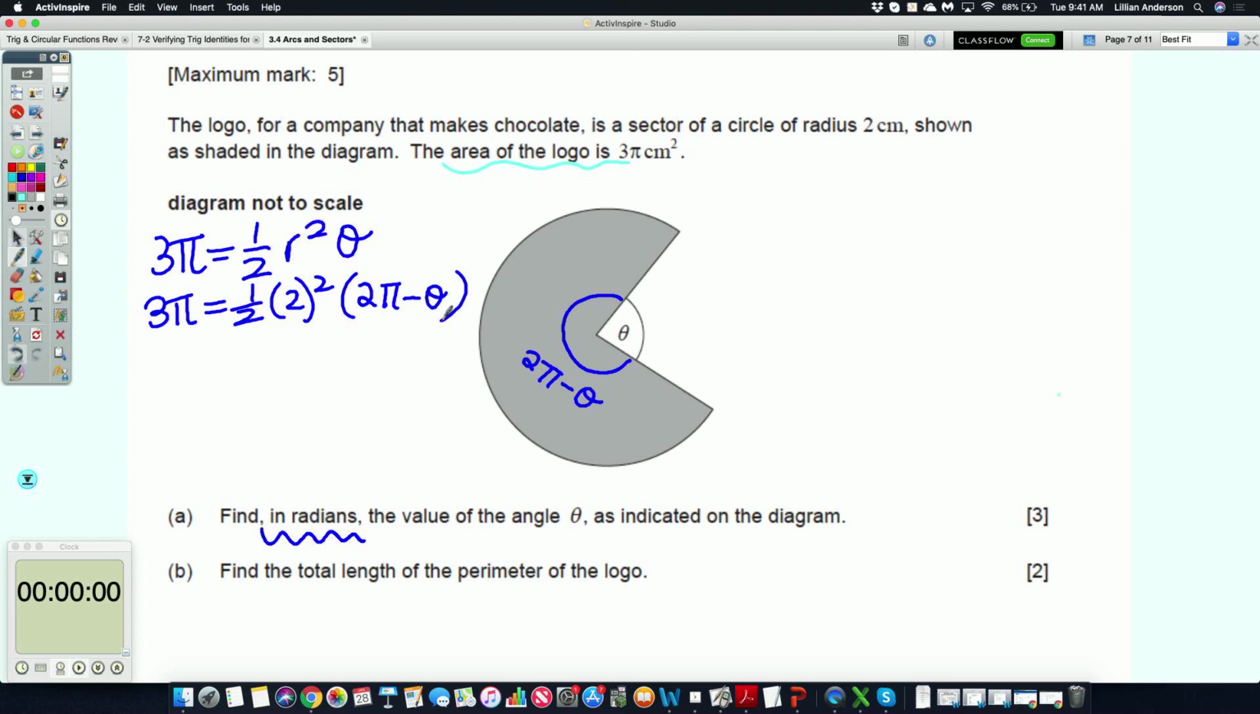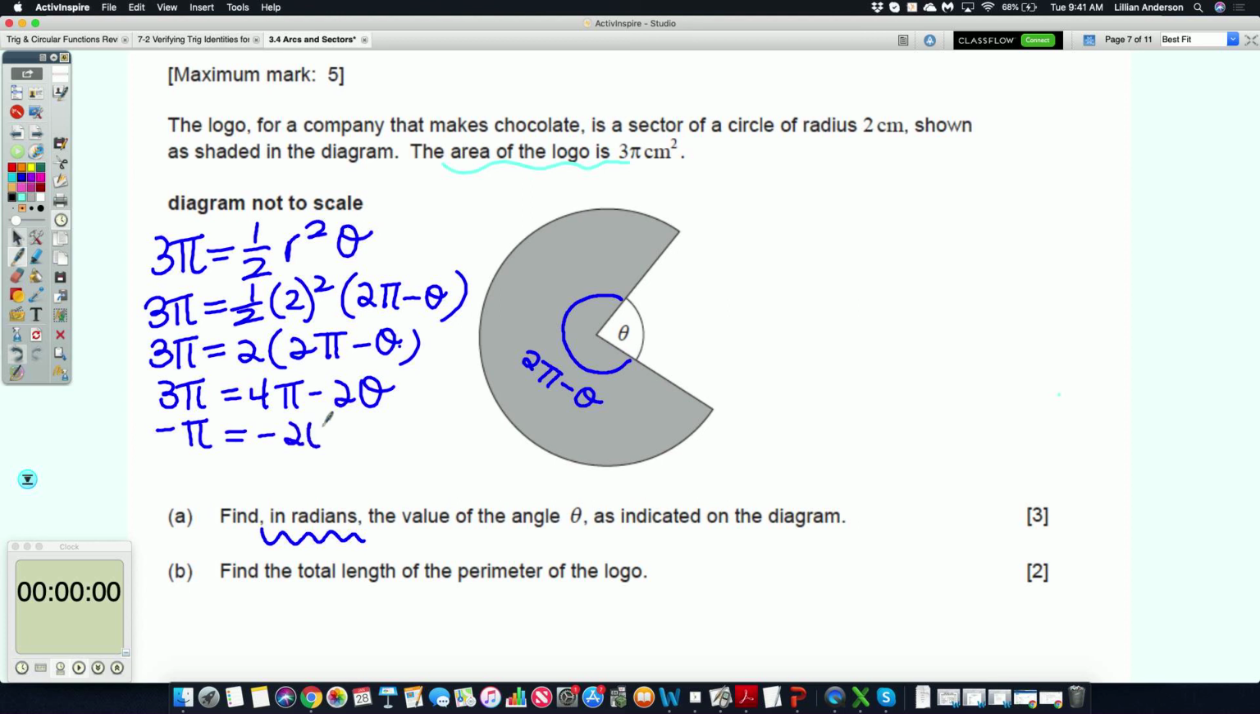So what's 2 squared? 4. What's half of 4? So this becomes 3 pi equals 2 times 2 pi minus theta. If I distribute that over, that gives me 4 pi minus 2 theta. Subtract 4 pi from both sides, and you have negative pi equals negative 2 theta. So theta is pi over 2.